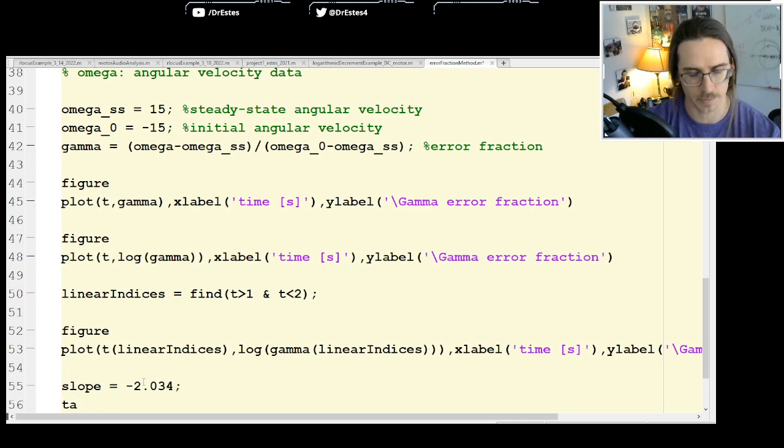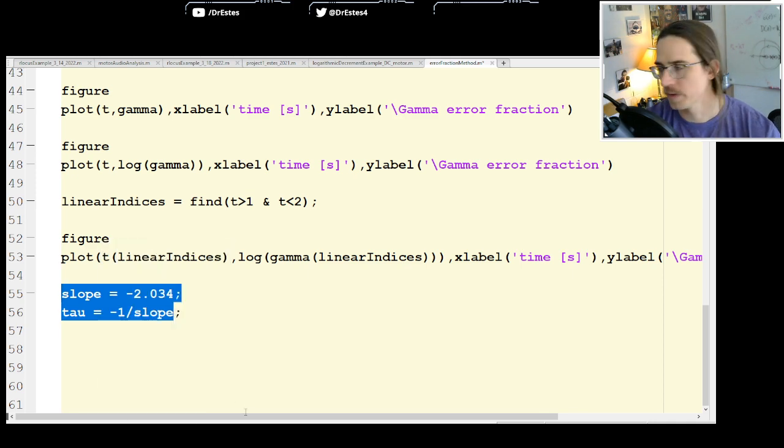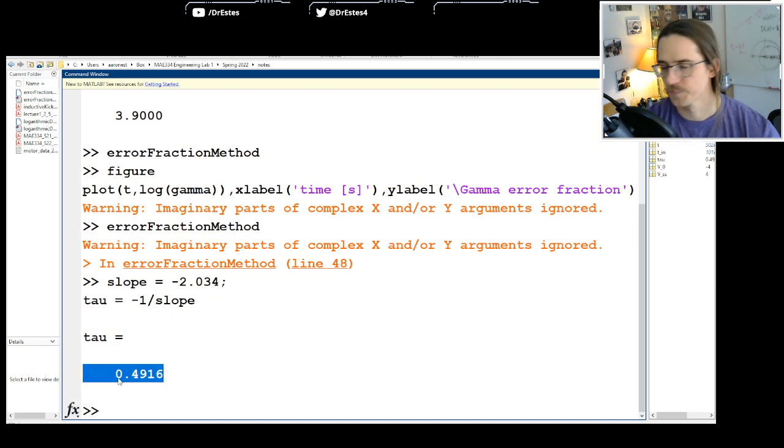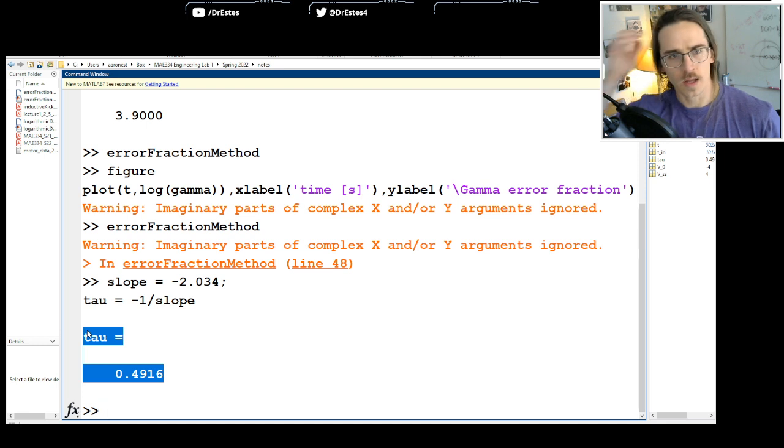Our time constant estimate via the error fraction method is minus 1 divided by the slope. We run that. It's within Freeman's uncertainty here. Okay, so it's around 0.49. And yeah, this is much better than eyeballing it.